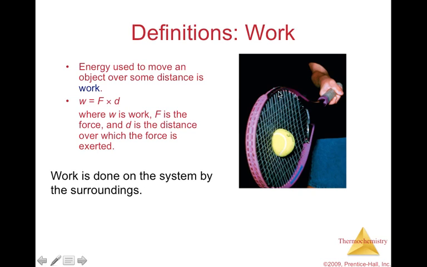So that means that because this racket is hitting the tennis ball, which is what we're studying, the surroundings are acting upon, or basically doing work to, the system, which is this tennis ball. So again, racket, surroundings, because it's hitting the tennis ball, which is what we're studying, that's the system. Therefore, you have work done on the system by the surroundings.